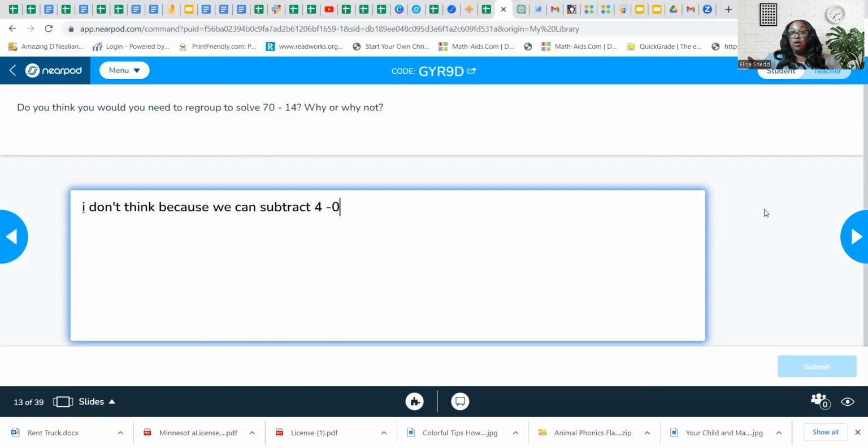Okay. So some of you say that you can subtract 70 minus 4 because you can say 4 minus 0 equals 4. So why is that possible? Oh, that's because when it comes to subtraction, you just subtract from the big number and get the answer. Now that's some good knowledge. That's some good thinking right there.